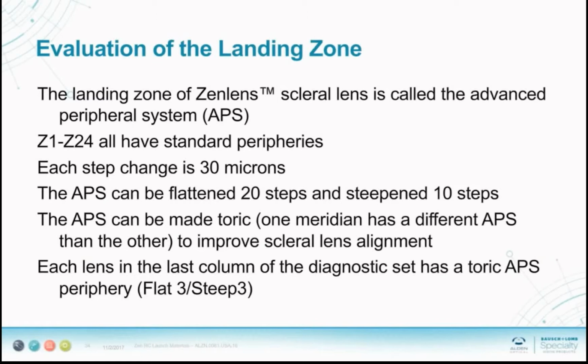Lastly, the APS can be designed toric, or having 2 independent peripheral curves. To aid your determination of toric peripheral curves, there are toric diagnostic lenses in the last column of the set. The peripheries of these lenses are flat 3 in one meridian and steep 3 in the opposite meridian.